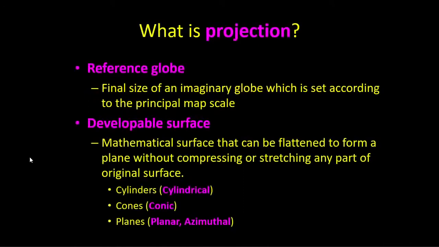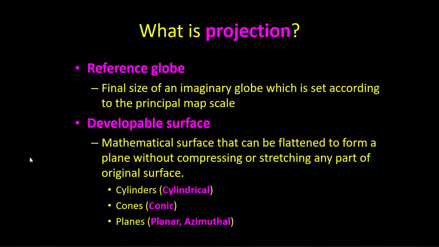First off, a reference globe is the final size of an imaginary globe, which is set according to the principal map scale. And so you have a particular reference globe, on top of which we see next a developable surface. This is a mathematical surface that can be flattened to form a plane without compressing or stretching any part of the original surface. The key thing with all these different projections, as you're going to see, is that they attempt to take that round Earth, the reference globe, and flatten it into a piece of paper, into a map, into a computer screen, without causing it to stretch or compress in any way.